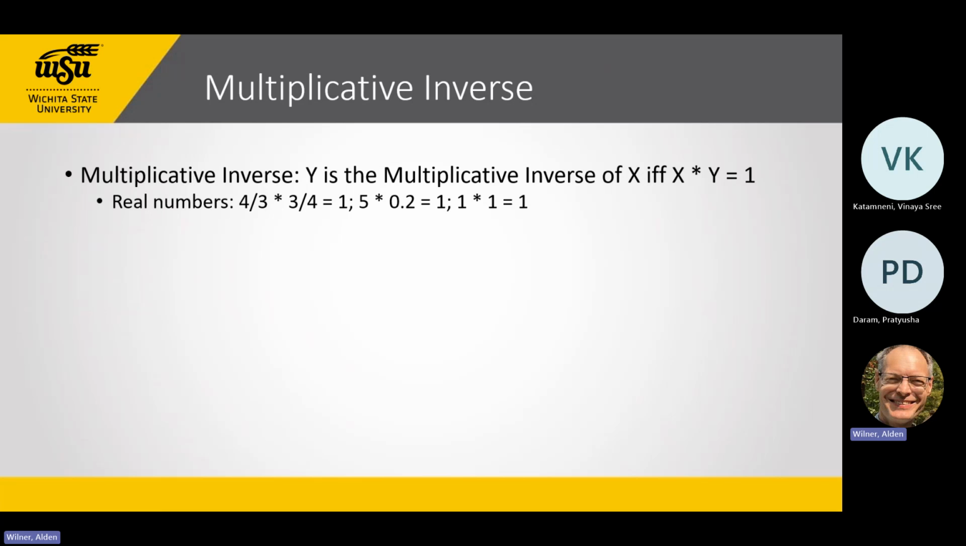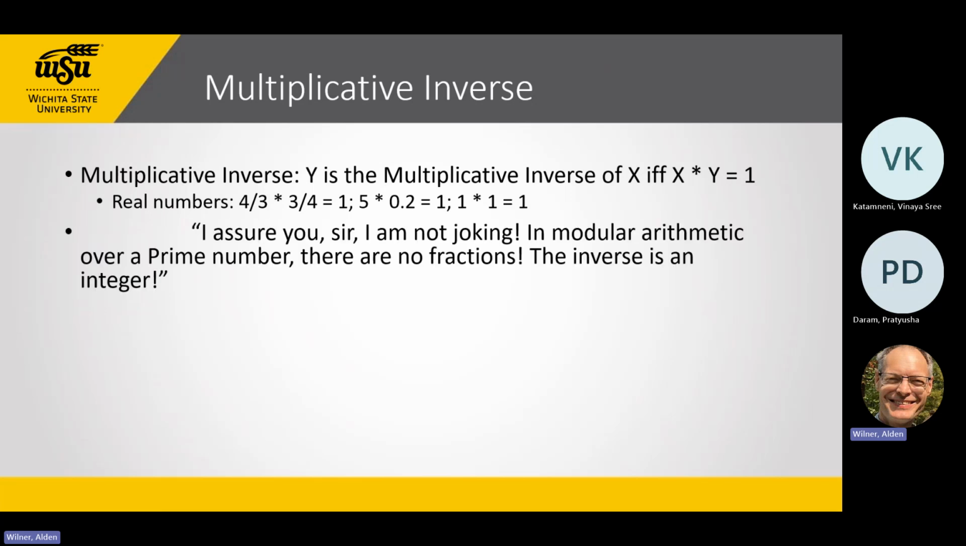Multiplicative inverse. Y is the multiplicative inverse of x if and only if x times y is equal to 1. In real numbers, 4/3 times 3/4 is 1. 5 times 1/5 is 1. 1 times 1 is 1, right? So the multiplicative inverse is just that number flipped upside down.